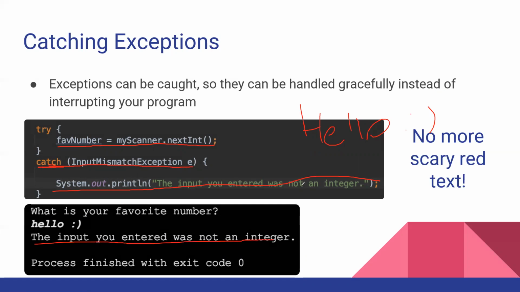And then it prints. Now notice if instead of hello, I put in 5, it wouldn't go into the catch block because it succeeded. Catch is for if it fails. So it's like try and do this. If it fails, then do this.